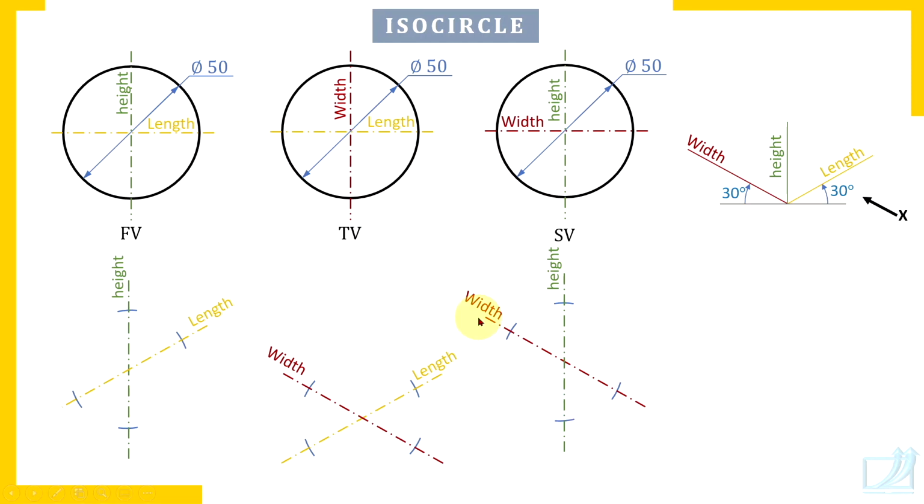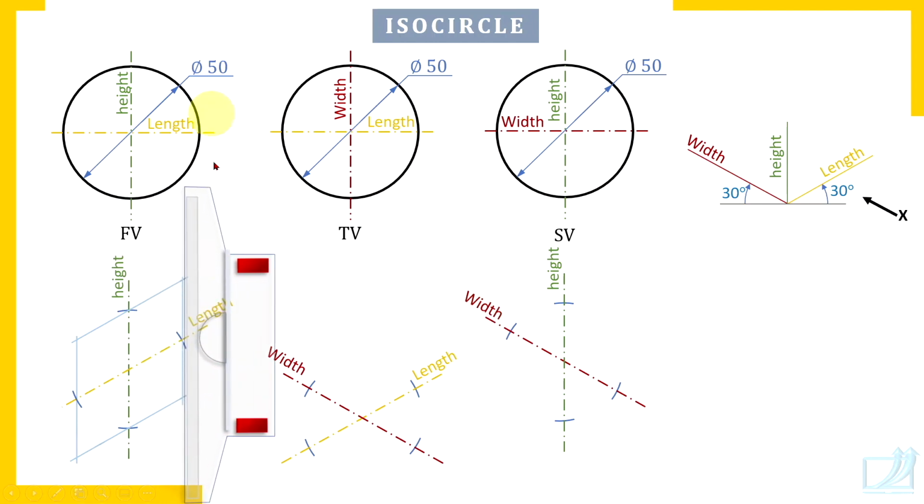Now through these points you are going to draw lines parallel to the center lines in this way. Check here. Use a roller, set it with the length axis and draw the lines parallel to the length axis. Similarly, draw the lines parallel to the height axis. So you will get a rhombus of sides equal to the diameter of the circle.